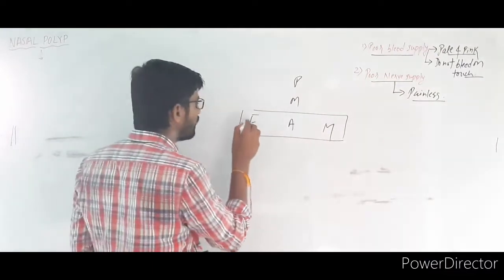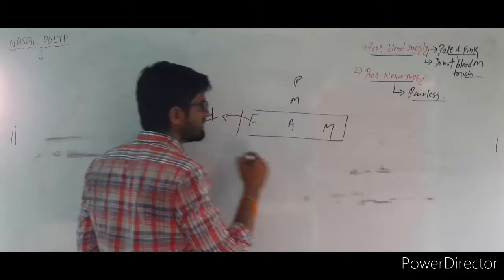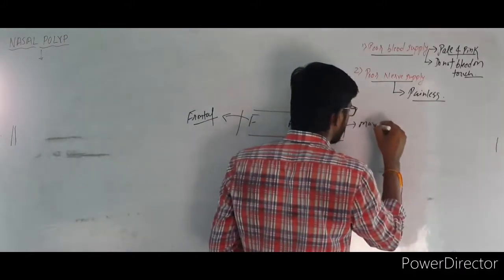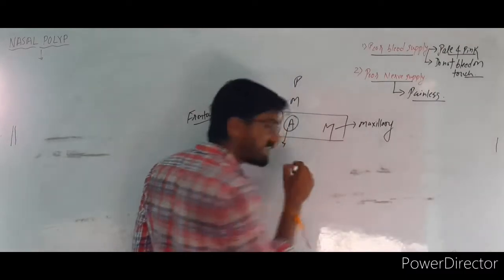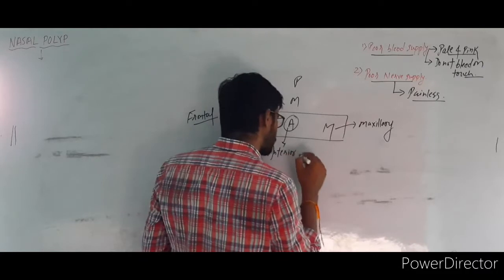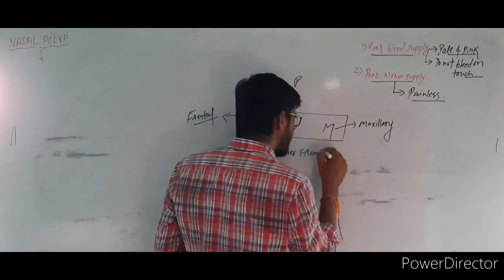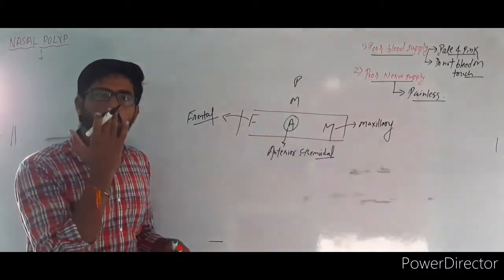This three. This is the frontal sinus, and this is the maxillary sinus. And AIM is anterior ethmoidal sinus. Anterior ethmoidal sinus. Now you tell me, frontal. Frontal is somewhat here. We are talking in the nasal cavity.